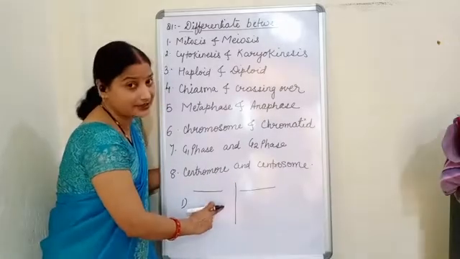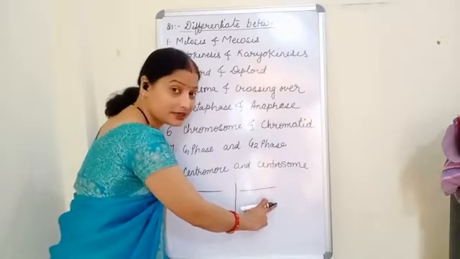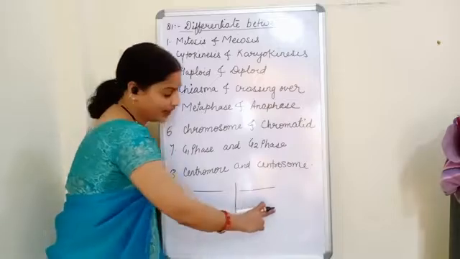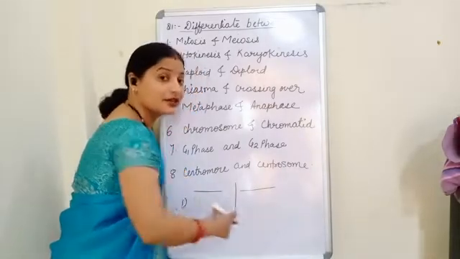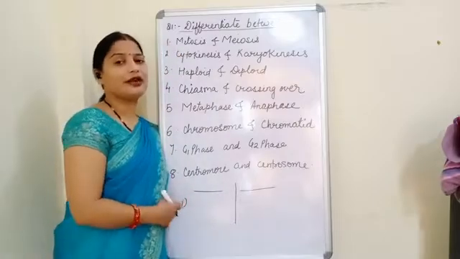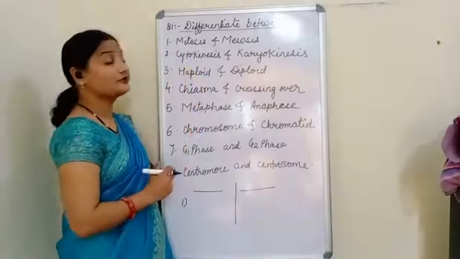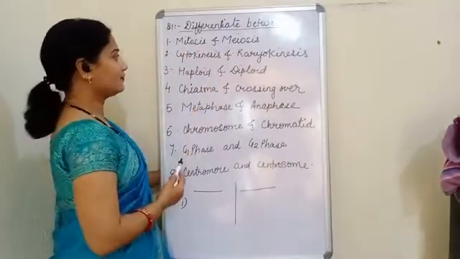Here we can write it is an equational division. And here we can write down it is a reductional division. Here we can write down it takes place in somatic cells. And then here we can write down it takes place in reproductive cells. So in this way, you have to write all the differences. Clear? Now see, your first difference is mitosis and meiosis.